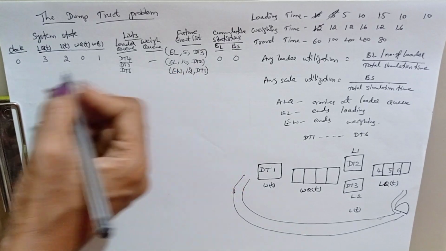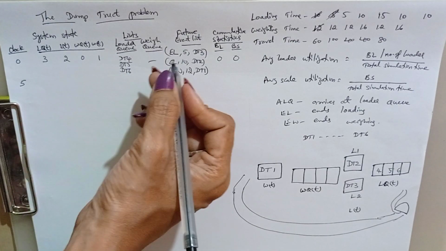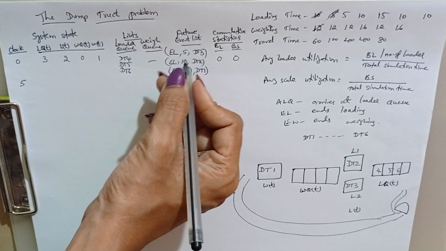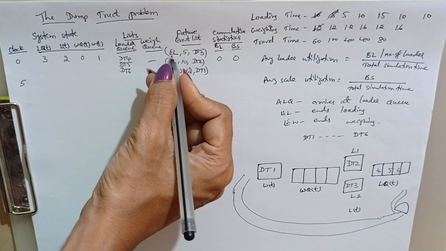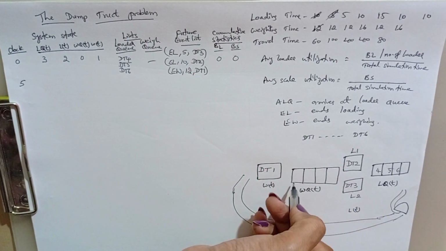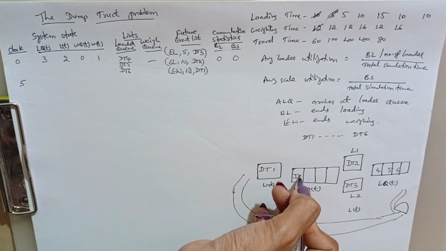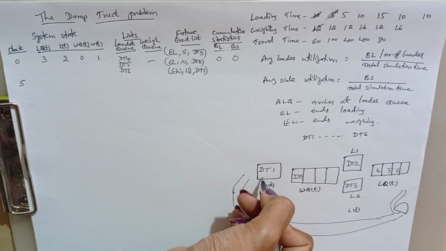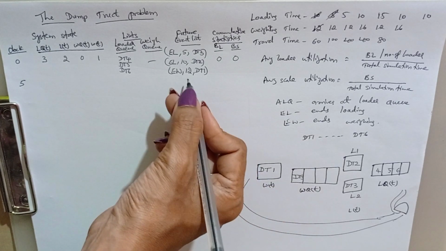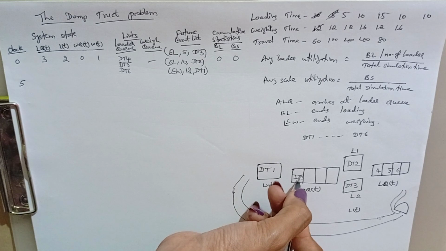Next, least time is 5. Advance the clock time to 5. Remove the imminent event. And now at clock time 5, what is happening is ending loading. That is, truck 3 ends loading. It goes for weighing, but already the weigh bridge is busy up to 12 minutes. So, it is waiting in a queue, truck 3.